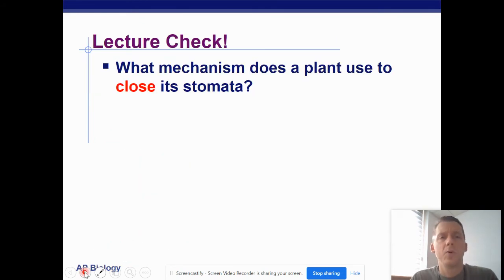All right, so here is our question to make sure we know what's going on. What mechanism does a plant use to close its stomata? You should answer this now.